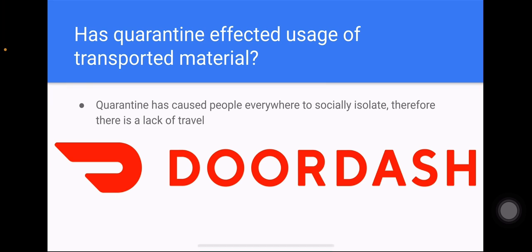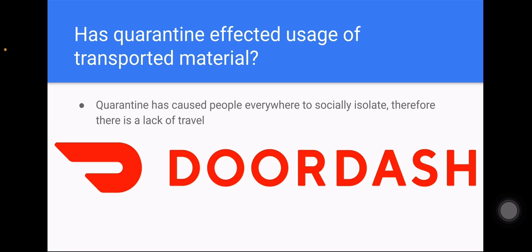Next, we're going to talk about, has quarantine affected usage of transported material? Yes, quarantine has caused people everywhere to socially isolate. Therefore, there is a lack of travel. I have the picture of DoorDash here because if people didn't want to go to the grocery store, they've come up with a lot of no-contact services where you could just have your food delivered.